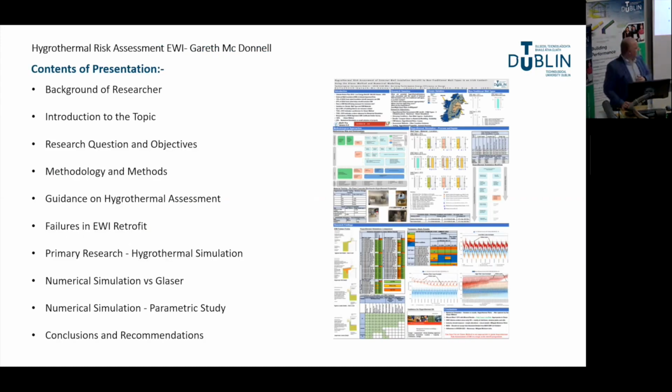The contents of the presentation. First, my background, then an introduction to the topic, research question and objectives, methodology and methods, guidance on hydrothermal risk assessment, failures in external wall insulation retrofit, primary research method hydrothermal simulation, numerical simulation versus Glaser, numerical simulation, a parametric study, and conclusions and recommendations.